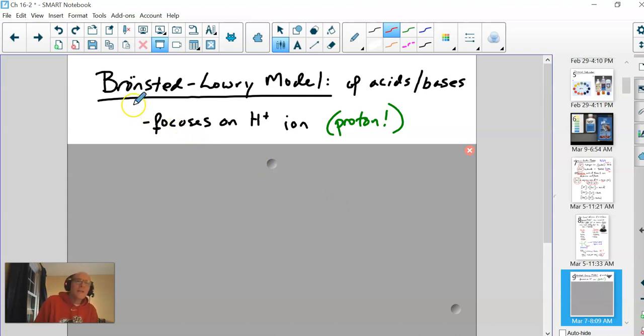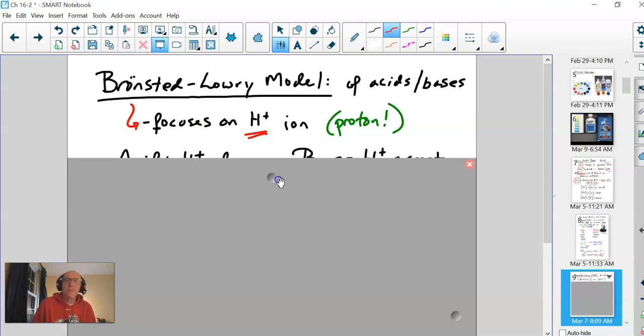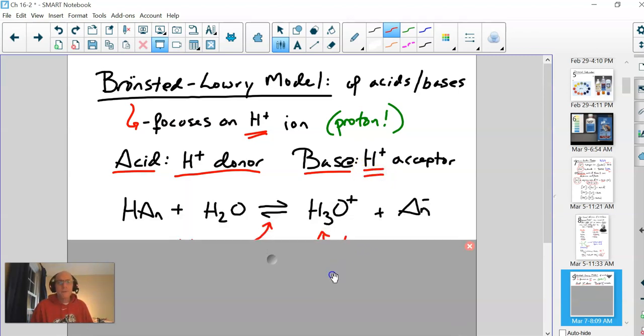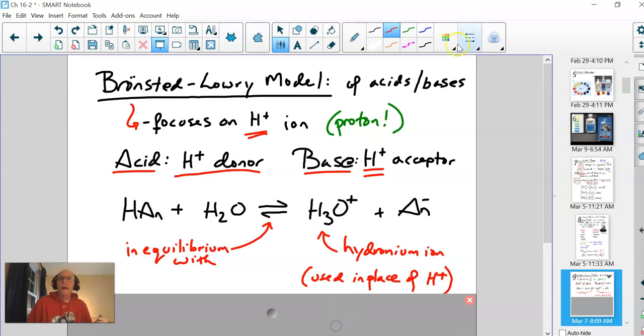And the key to the Bronsted-Lowry model is that you focus on what the hydrogen ion is doing, what the proton is doing. An acid is defined pretty much the same way, something that donates H plus to solution. But a base is something different now. A base is not something that donates OH minus, but something that accepts the H plus ion. So here is some new symbology as well. I want you to notice this symbol in the middle here. That's a two-headed arrow.